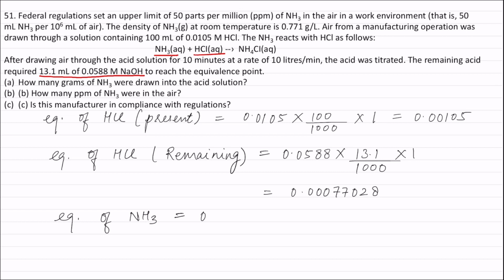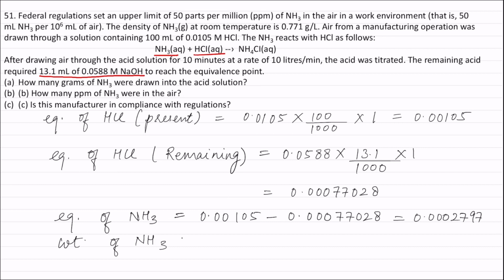Therefore, equivalents of ammonia will be equal to equivalents of HCl present minus equivalents of HCl remaining, that is 0.00105 minus 0.00077028, and this is equal to 0.0002797 equivalents.